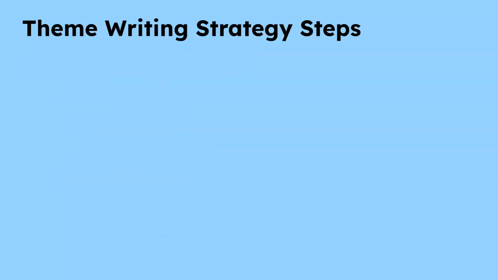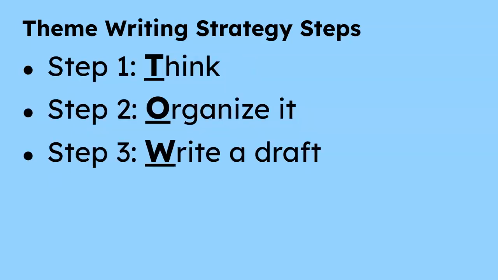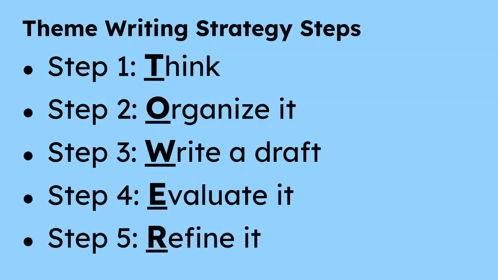Notice that the words think, organize, write, evaluate, and refine begin with the letters TOWER. That spells tower, and that connects to writing themes because writing themes is like building a tower. Each brick in the tower represents a paragraph, and the cement between bricks in the tower represents strong transitions between the paragraphs. So, to review, today we've begun to learn about the theme writing strategy. It consists of 5 steps that we can remember by using the mnemonic device TOWER.